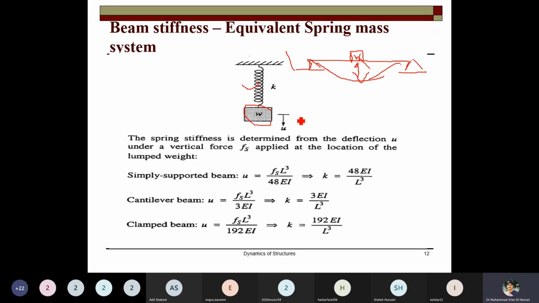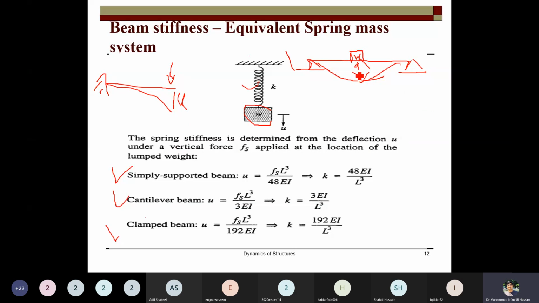Let's say I have shown here three cases: the beam is simply supported, a cantilever beam, and a clamped beam. There are the three cases, and you can determine the stiffness. How? First, you should know the effect of loading. Let's say there is a cantilever beam and the load Fs is acting at this point, then what will be the displacement at this end? What is the U value?